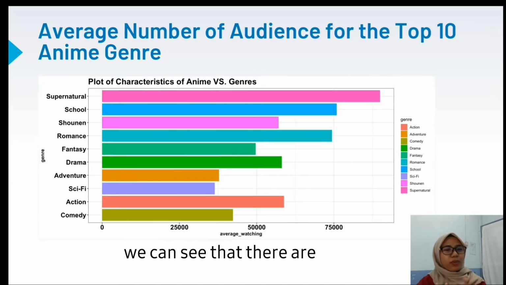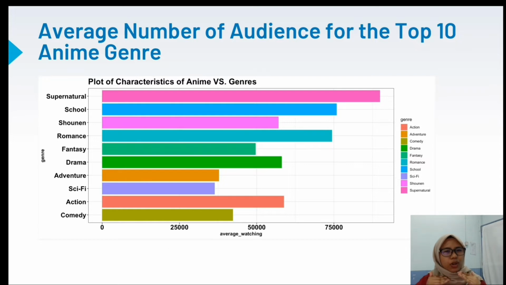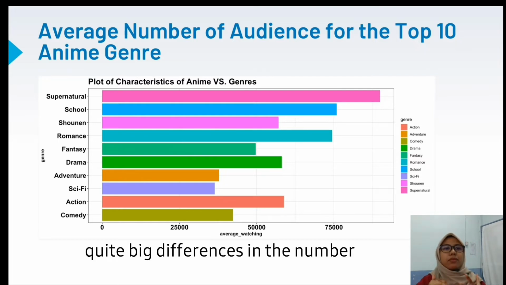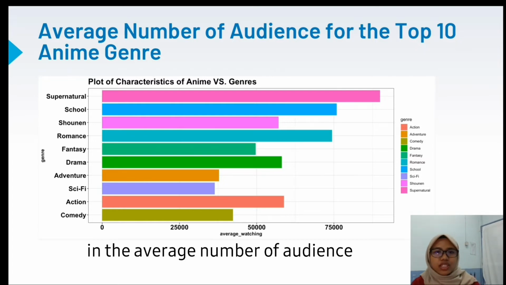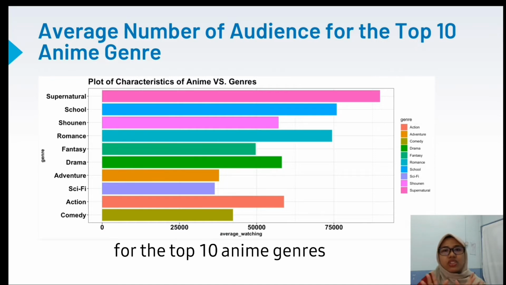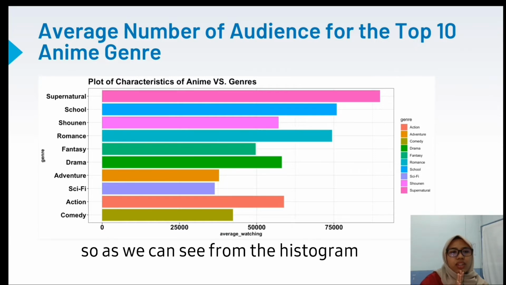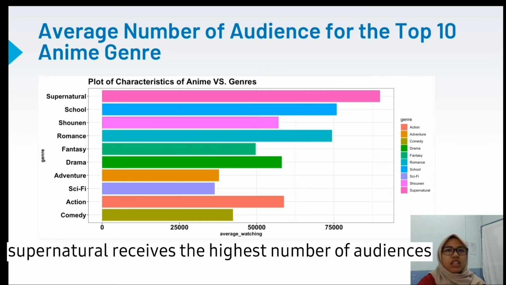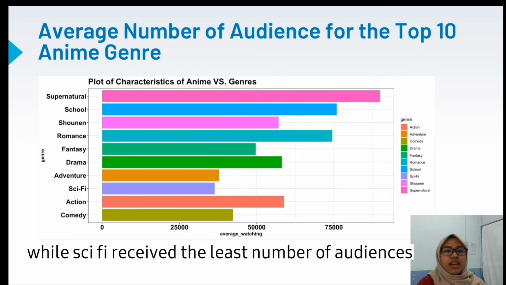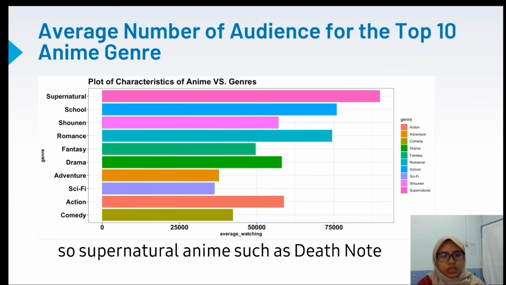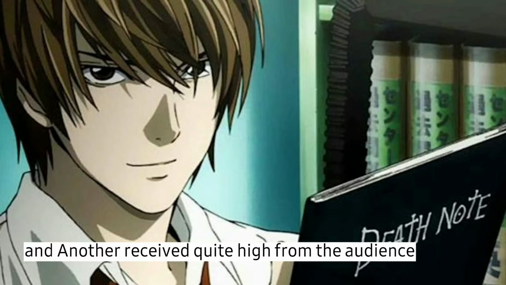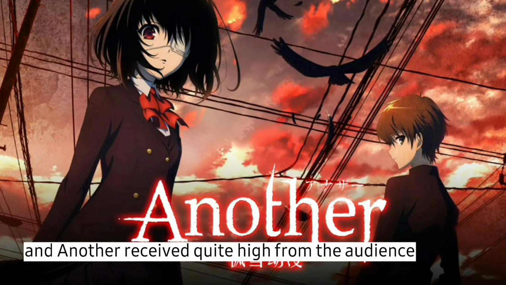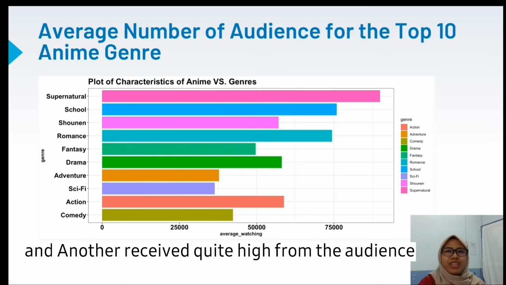In this histogram, we can see that there are quite big differences in the average number of audience for the top 10 anime genres. As we can see from the histogram, Supernatural receives the highest number of audiences, while sci-fi received the least number of audiences. Supernatural animes such as Death Note and Another received quite high from the audience.